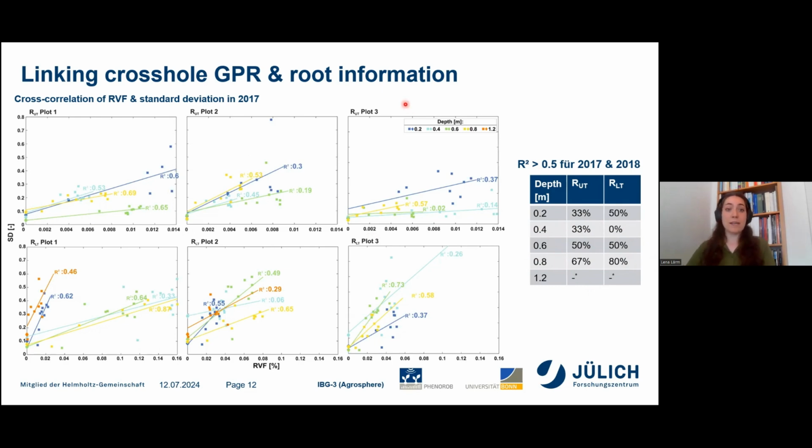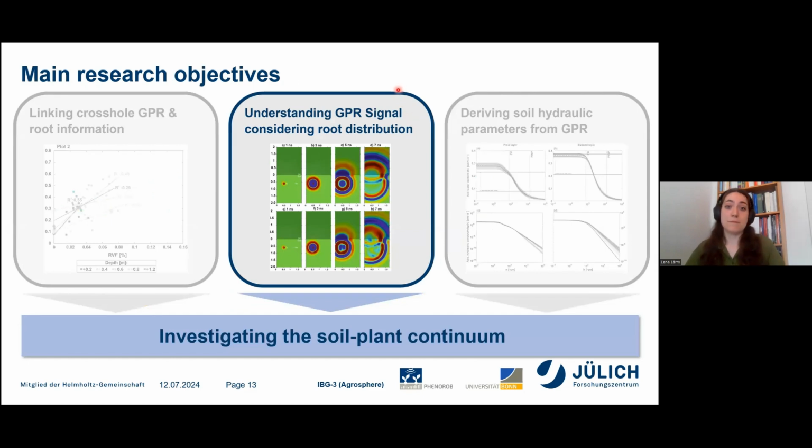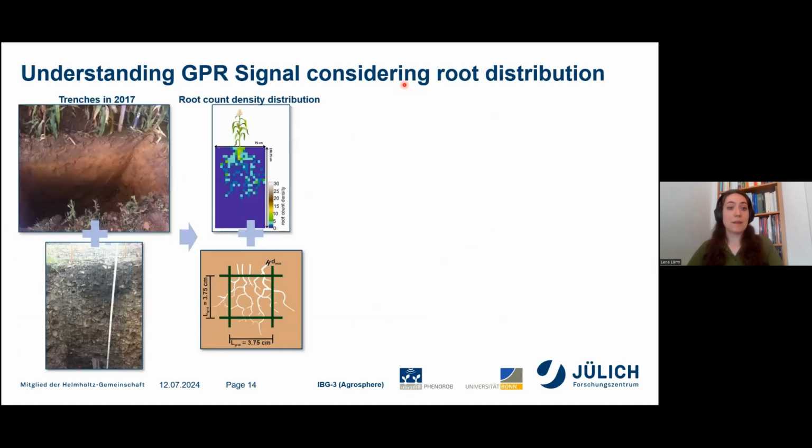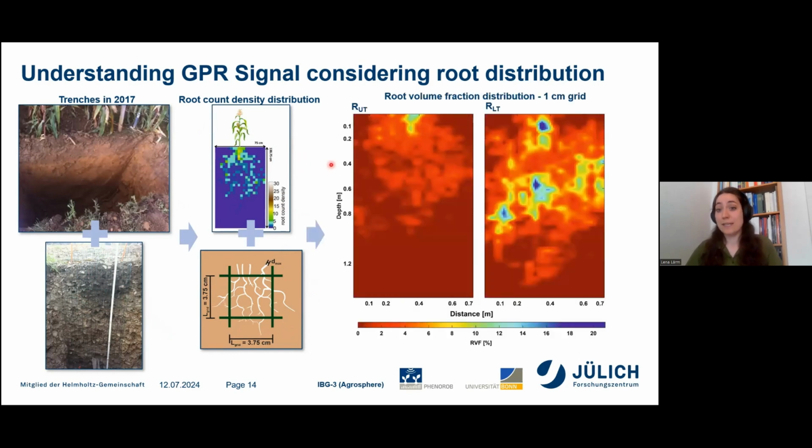So there's still often a lot of information that we cannot really validate with our root information. And that's why in the next step we did our synthetic simulation study with GPR max. And here we used more spatial root information. We used a root trench count that was done in 2017. So there, for a grid of 3.75 centimeters, the root count density was estimated. And from that, we again calculated our root volume fraction values and interpolated them for a 1 by 1 centimeter grid.